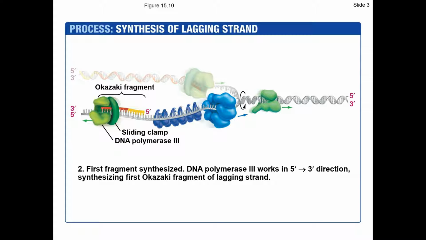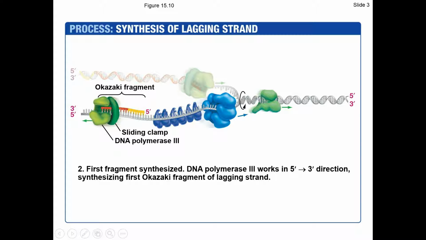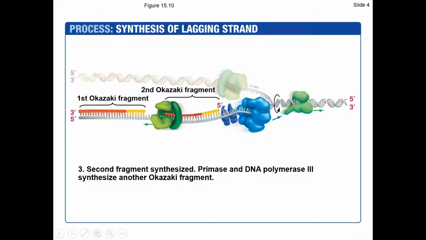But notice that there's a section of the parental template strand that's actually obscured by these single-stranded binding proteins. So you have to wait for another RNA primer to be laid down for that section of the template strand to be used as a template. Here, you're being shown that displacement. So you have your first Okazaki fragment that was being assembled, and now you have the second Okazaki fragment that's assembled.